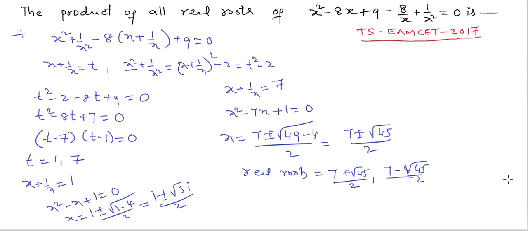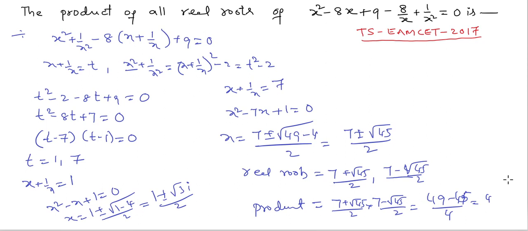Here it is asking the product of all real roots, that is, the product is equal to 7 plus root 45 by 2 into 7 minus root 45 by 2, equal to 49 minus 45 by 4, which is 4 by 4, equal to 1. So the product of all real roots of the given equation is 1.